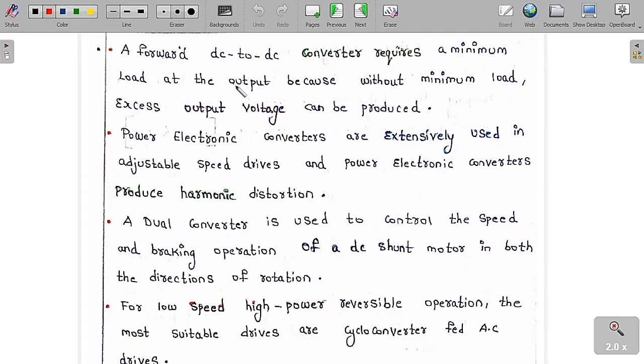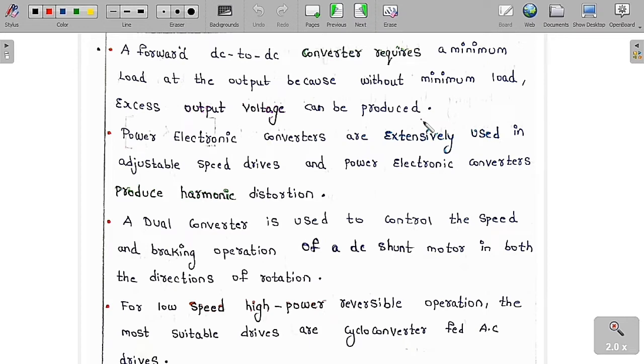A forward DC to DC converter requires a minimum load at the output, because without minimum load, excess output voltage can be produced. So always a load should be connected to the DC to DC converter. Like a chopper, we have to always keep the load, otherwise the voltage will be very high at the output.